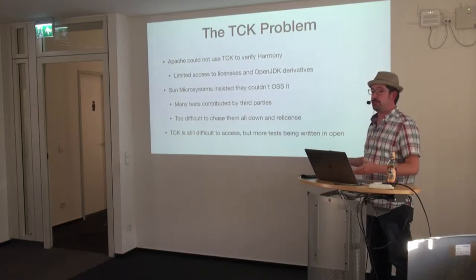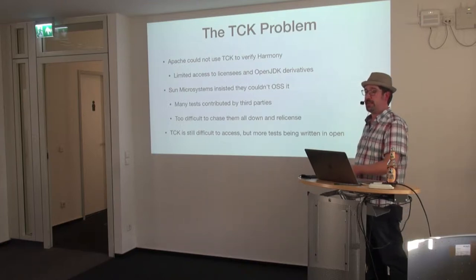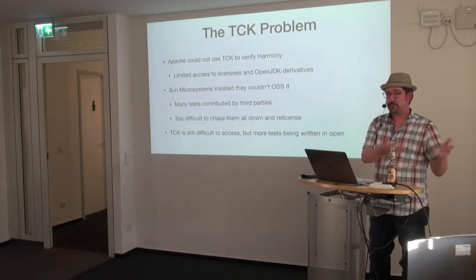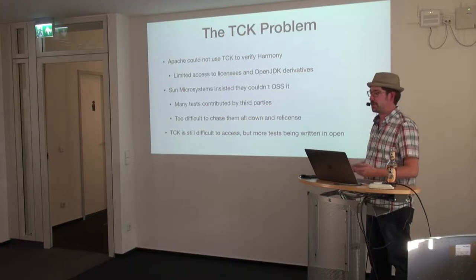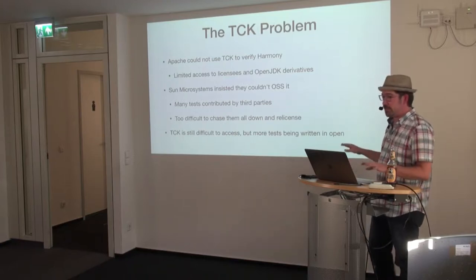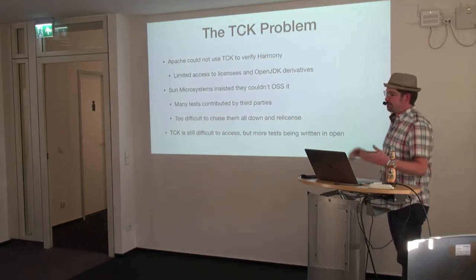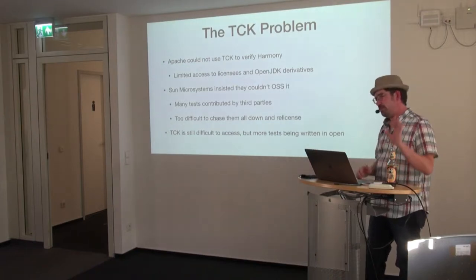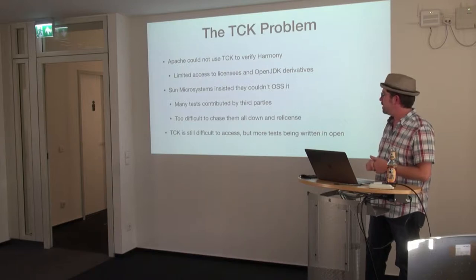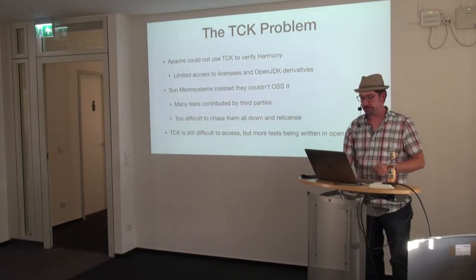And large portions of it they might never be able to get relicensed, because the company that contributed it to the kit is gone, or they just don't want anything they've worked on to be out in the open source, to show how their applications failed on Java, for example. So the TCK is even today still difficult to access, but more and more tests are being written in the open. This was not purely a malicious thing by Sun to prevent Apache from winning, maybe a little bit because they didn't want them to beat their JVM, but it was more of a licensing hassle. So this problem is still an issue, but it's improving over time.